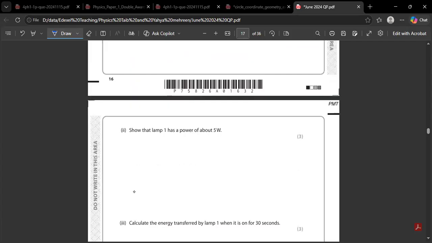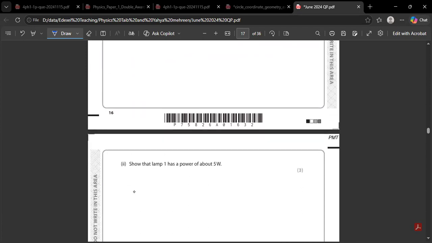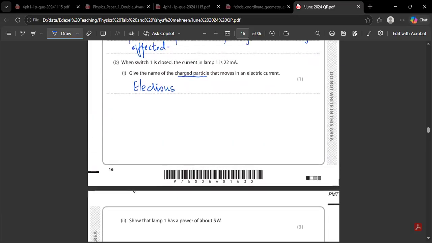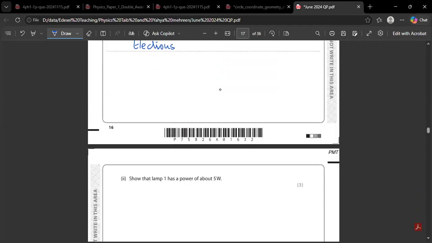Show that lamp 1 has a power of about 5 watt. That means for lamp 1, the current is known to us. So what is known? What is given for lamp 1? The current. Current is denoted by capital I. Oh, sorry, I wanted to write.